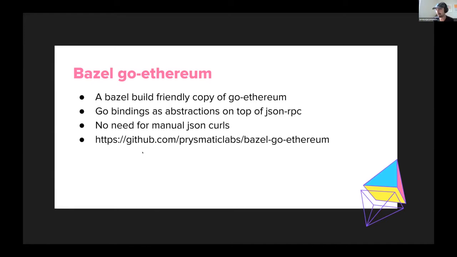And we also have our Bazel version of go-ethereum. So we fork go-ethereum, we turn that into a Bazel repo. That's very nice because that allows us to use Go bindings in a way. So it makes our code base a lot cleaner, with a lot less duplicated code because of this.